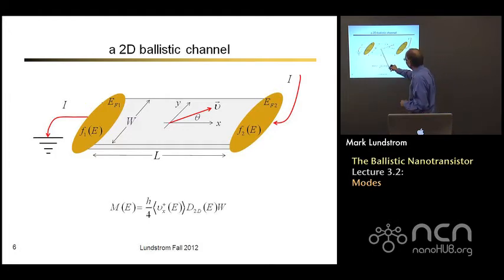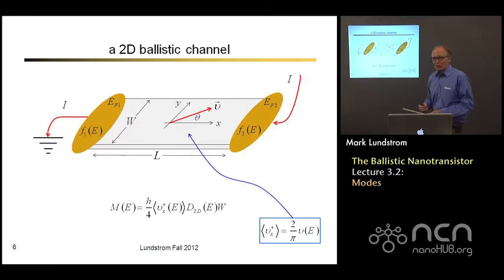So here's a 2D, say, ballistic channel. Electrons are free to move in the XY plane. There's some magnitude of velocity v moving at some angle theta to the x axis. Now, if I ask what is the average velocity in the x direction, in the direction of transport, it's got to be less than the magnitude of v, because a lot of them are pointing at an angle. If you just do that angle average, it's easy to show that the average velocity is 2 over pi times the magnitude of the velocity. So that's my average velocity in the direction of transport.